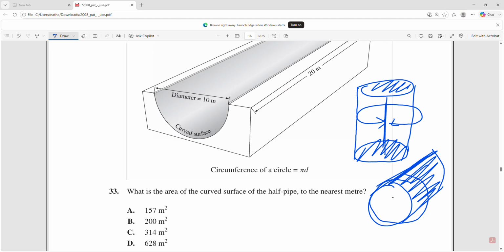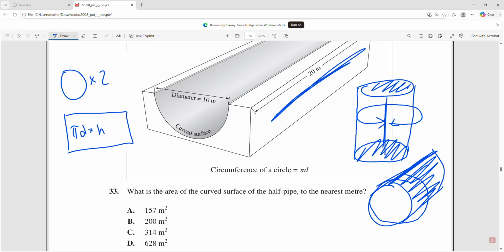So we would have, remember when we did a circle, times 2 for a cylinder, and then we had this part, which was our circumference, which is pi times d, pi times our diameter, times the height or the length of this object here, right? Because we take our circumference and then we multiply that by the length.